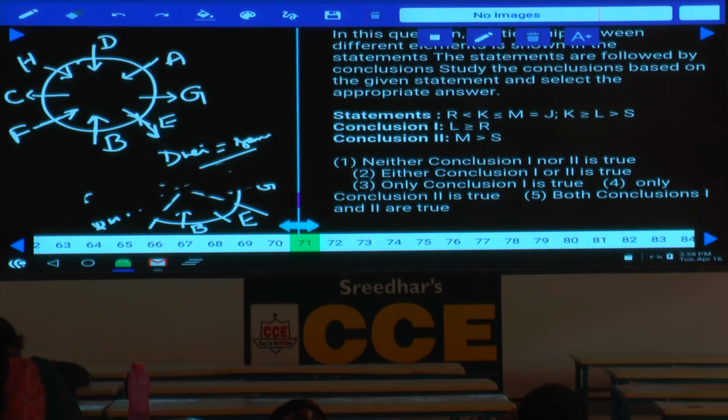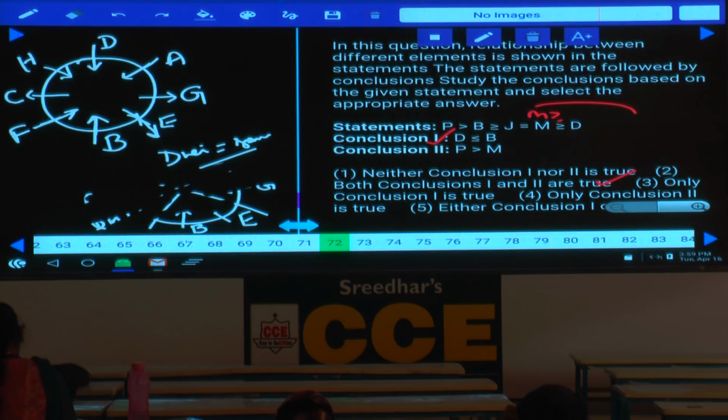Then coming to the second one, M and S. M is here and S is here. What is the element which is common? Again K is common. And K and S, K greater than S, and K is lesser than or equals to M, which implies that M is greater than or equals to K. M greater than or equals to K and K greater than S. Hence between M and S, what is the symbol which is common? Greater. Hence M greater than S, definitely true. Hence only conclusion 2 is true, choice 4. Question number 71, it is choice 4.